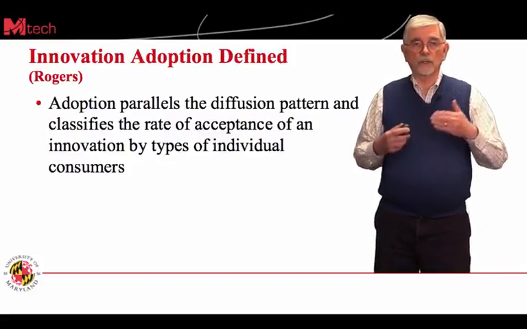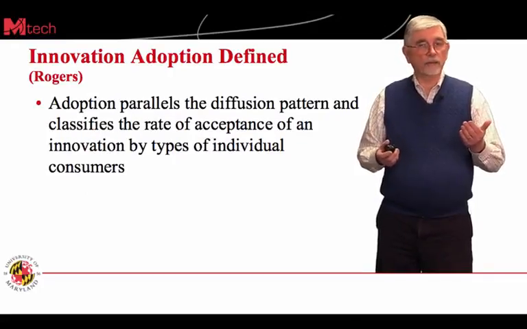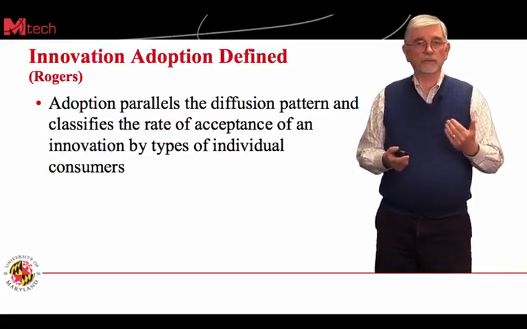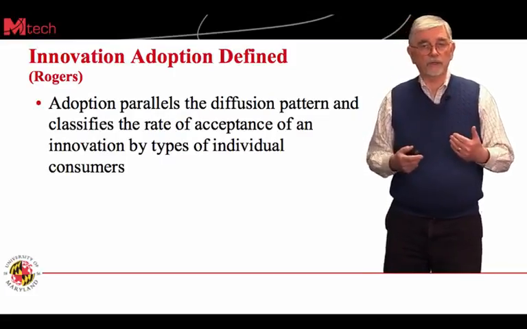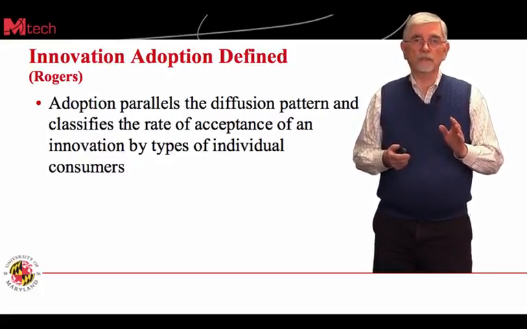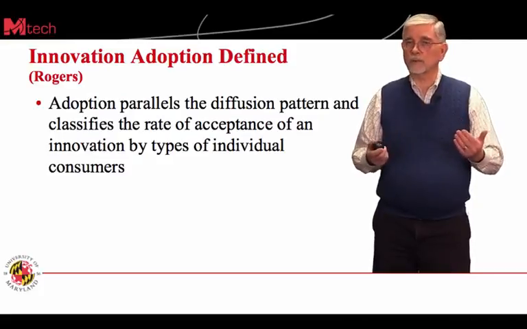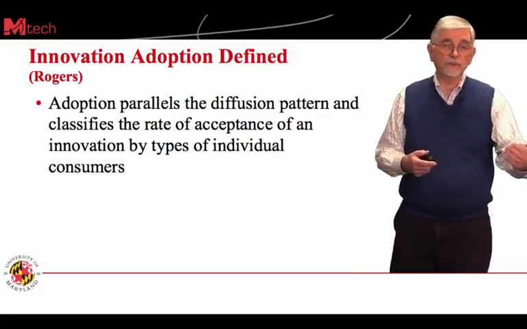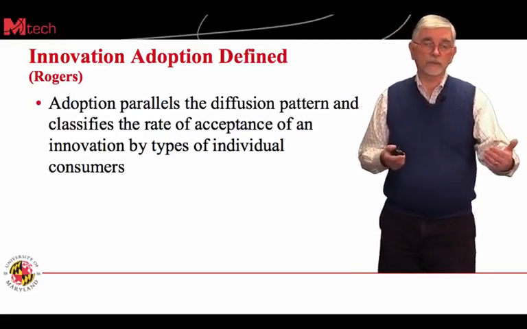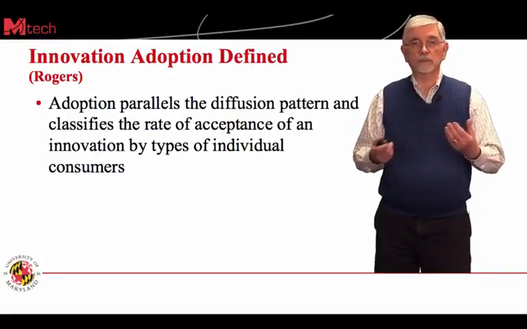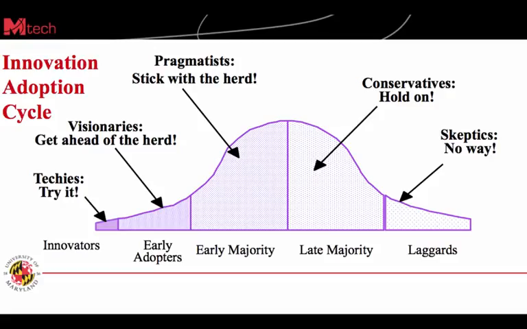And so innovation adoption defined, we can define that, the adoption idea. It parallels the innovation pattern and classifies the rate of acceptance of an innovation by the type of individual consumer. What we're going to see is that innovations aren't adopted all at the same rate by the same types of people. There are different people in the marketplace, there are different types of customers, different types of users, in different types of circumstances, so there are all kinds of ways that the rate at which an innovation is adopted can be influenced.